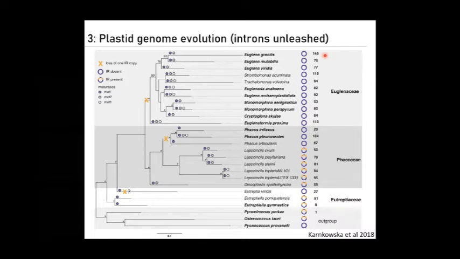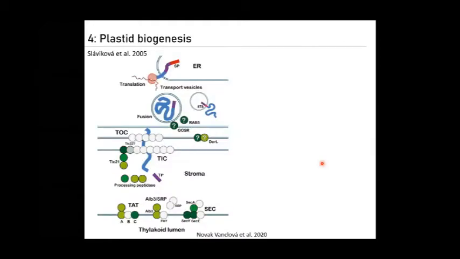But basically we have no idea what the biological relevance of both the structure of the genome and the introns in the genome is, if any. The fourth challenge we decided to speak about is to understand the plastid biogenesis.